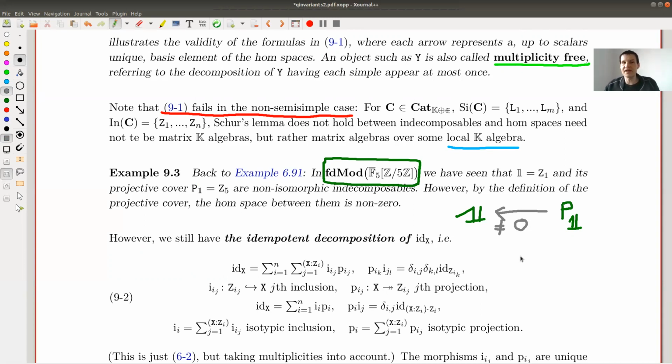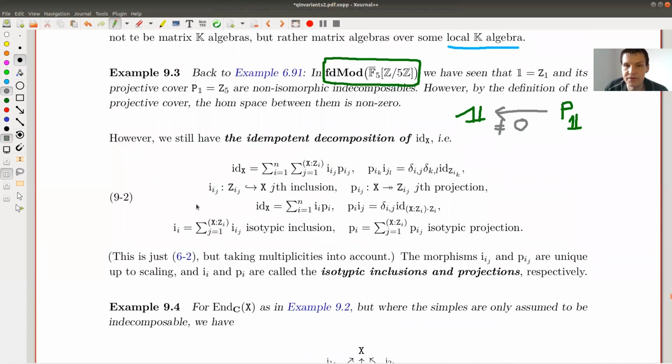The only thing you basically can still do is you can still have an idempotent decomposition. So that's what you can do. You have an idempotent decomposition, and it looks like, as we've seen before, you just have zillions of those maps and inclusions and projections. We'll do an explicit example in a second. And it depends again on those multiplicities, which I wrote something like x over z. You just have a lot of them. And the maps on the isotypic components are actually unique up to scaling.